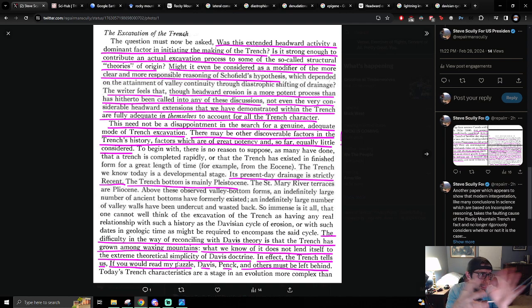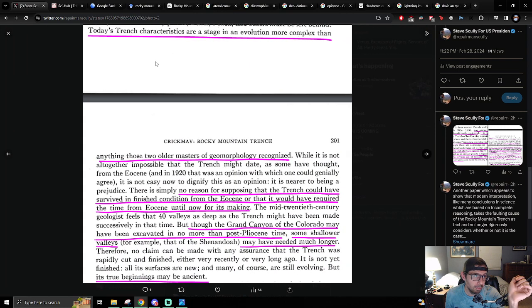As Einstein said, or is said to have said, as simple as possible, but no simpler, or something of that nature. This is too simple. They made it too simple, and the reality is simple, but not that simple. Like, there's more to it. And this trench says otherwise in terms of the Davisian cycle. Today's trench characteristics are staged in an evolution more complex than anything those two older masters of geomorphology recognized.